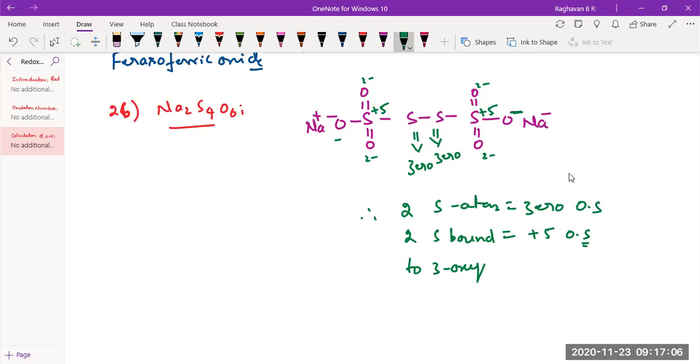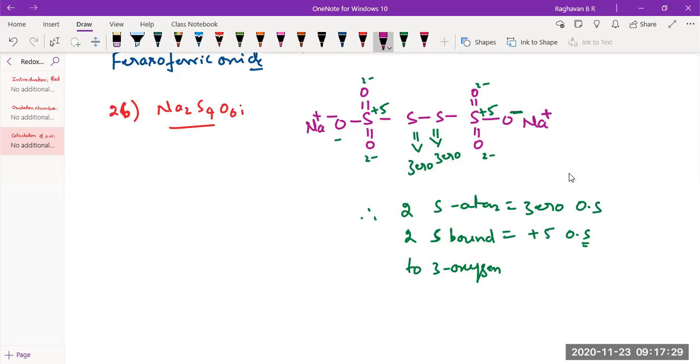Sir, why is sodium plus and minus? That is ionic interaction, we say. These are all covalent bonds. This is minus, sorry. Oh, you are asking about this one? This should be plus. Yes, sir. That was just a mistake. Na plus, Na plus.